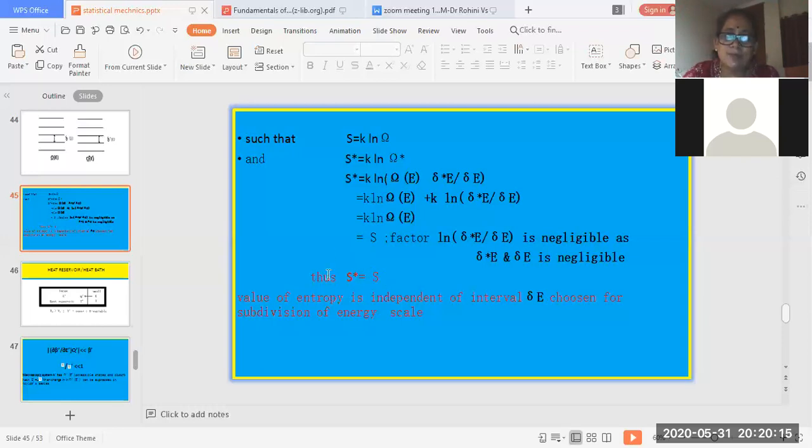of one system which is in thermal contact with another system, so their entropies are equal. So S star is equal to S. Okay, so I left at this. Here I made a remark: you can see the value of entropy is independent of the interval delta E chosen for subdivision of the energy scale.